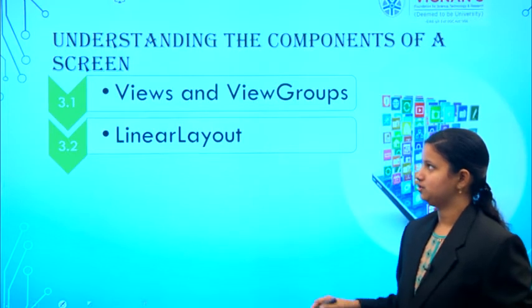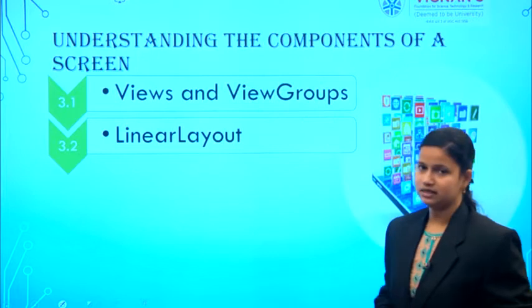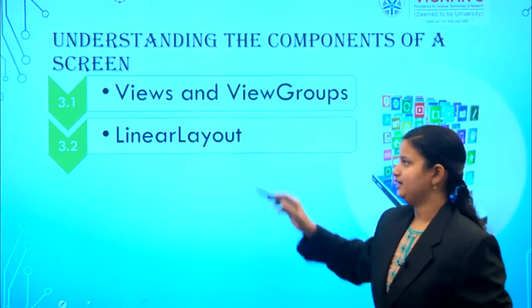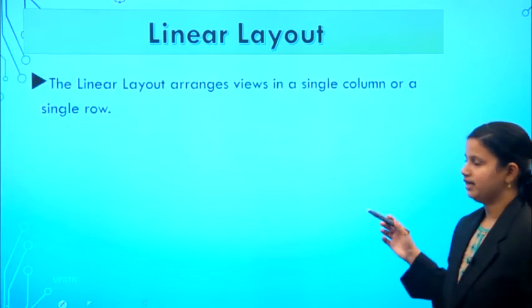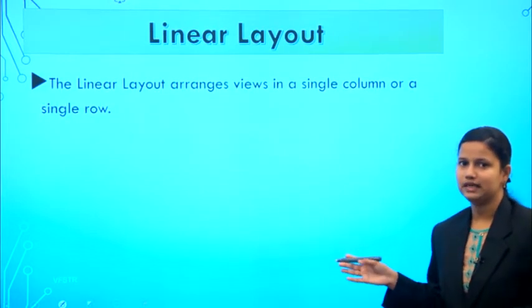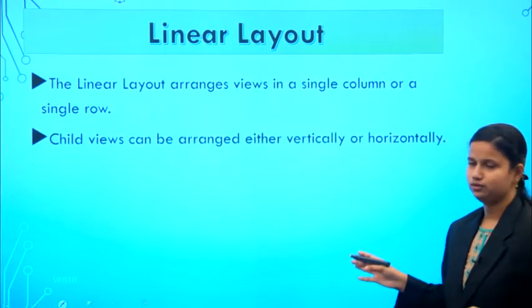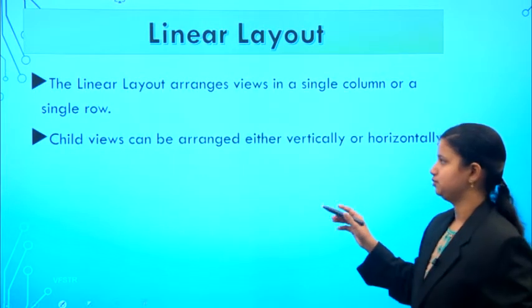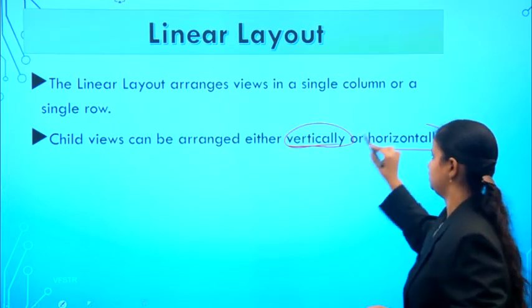And the second concept. A view is nothing but one of the widgets, and a view group is nothing but a collection of views. And linear layout. What is this linear layout? We have to arrange views in either a single row or single column format, so this linear layout will be used. And child views are to be arranged either vertically or horizontally.